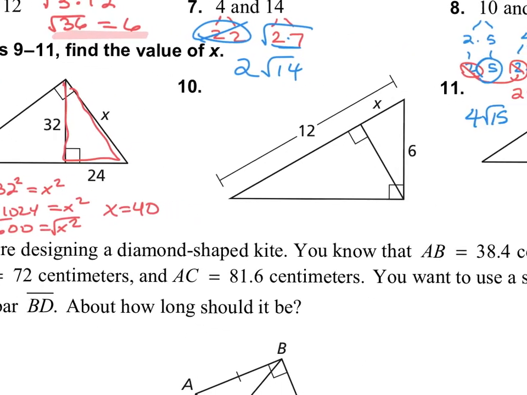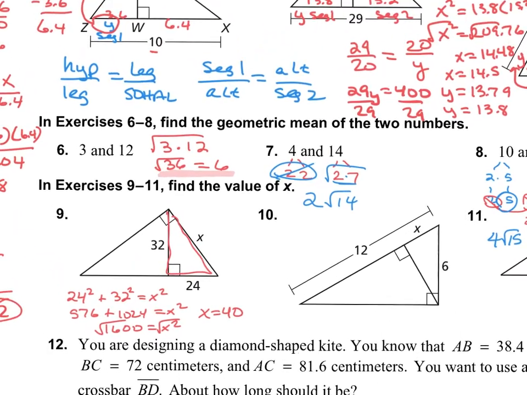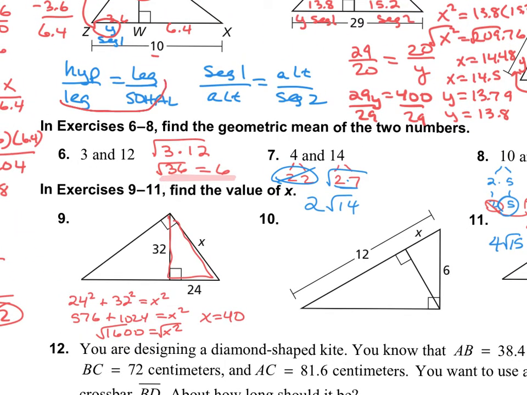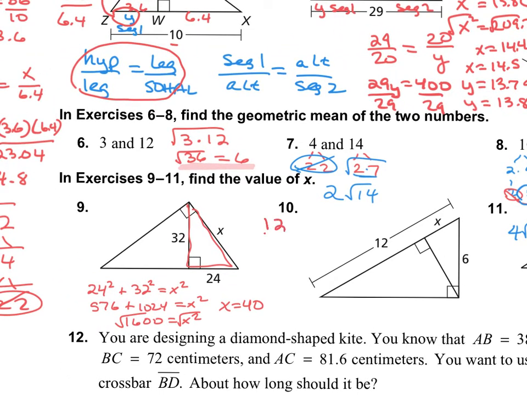Number 10. This is the one where I'm going to use this proportion. I'm going to be doing hypotenuse over leg, leg over SOHAL. So my hypotenuse is 12, my leg is 6, and my SOHAL is x. 12x equals 36. Divide by 12, x equals 3.